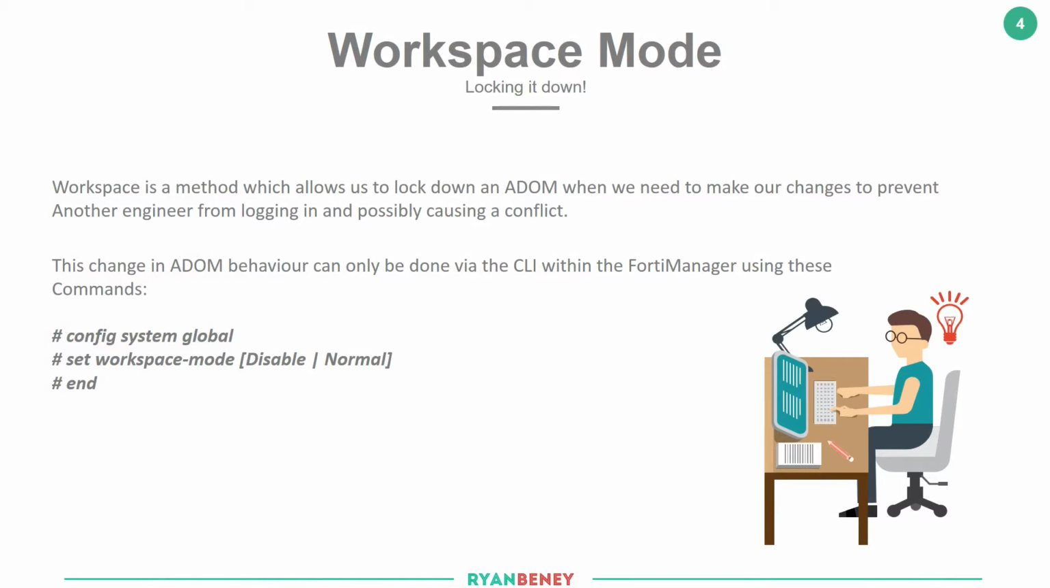The first of these methods is the workspace mode. The workspace mode is the standard method. It essentially allows us to lock an ADOM before we want to make any changes to that ADOM. So as an engineer, I would log onto the FortiManager, I would lock that ADOM down. Once the ADOM is locked, it would show as locked to other engineers, and no other engineers can log on whilst I've locked that ADOM. I will make the changes that I require, and once I'm happy and they've been applied to the FortiGate, I would then have to unlock the ADOM to free it up for another engineer to make changes.